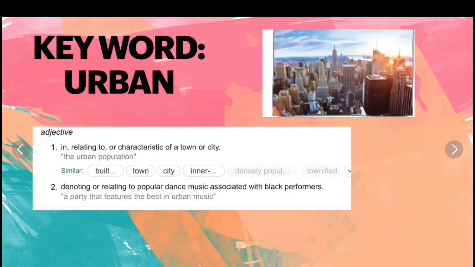The other one will be urban. Urban is an adjective also. It's in or relating to or characteristic of a town or a city. This is a city, a big town with buildings, with more population, more supermarkets, places to interact. Also it can mean denoting or relating to popular dance music associated with black performers. Urban will be also like in dancing parts. Urban refers to the music, the type of rhythm that is associated with music.